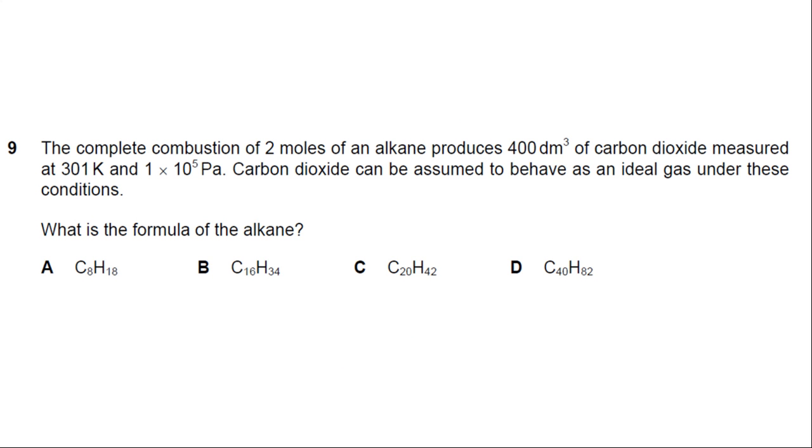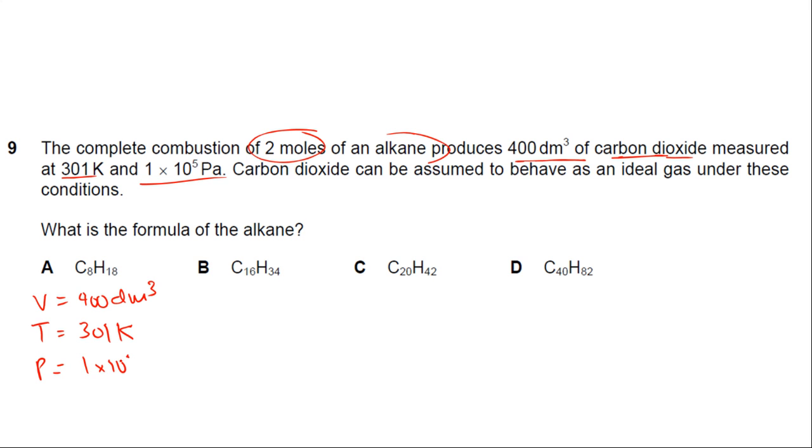Okay, question number 9. The complete combustion of 2 moles of alkane produces 400 dm³ of carbon dioxide, at 301 Kelvin temperature and a pressure of 1 × 10⁵ pascals. So what I have been given is the volume of CO2, which is 400 dm³, the temperature, 301 Kelvin, and the pressure, 1 × 10⁵ pascals. The moles I have been given are for this alkane, which is 2. They're asking, what is the formula of this alkane?